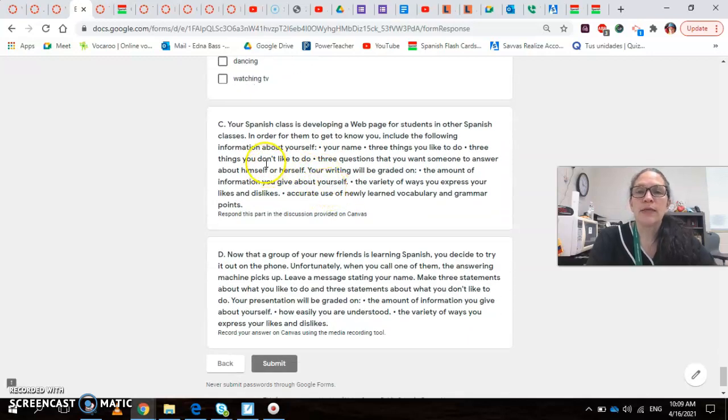For this part, you are going to write something. It says, your Spanish class is developing a web page for students in other Spanish classes. In order for them to get to know you, include the following information about yourself. So he's giving you what you had to include, and you're going to respond in the space provided in Canvas.